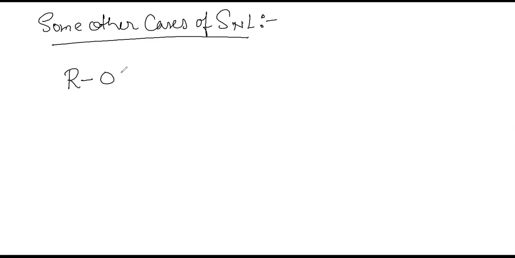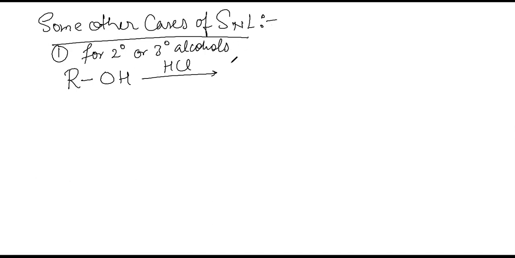This will help you in solving questions of the sheet. Now let's say we have ROH. What we have done, we have SN1. I'm writing here case number 1 for 2 degree or 3 degree alcohols. In bracket, majorly for 3 degree.